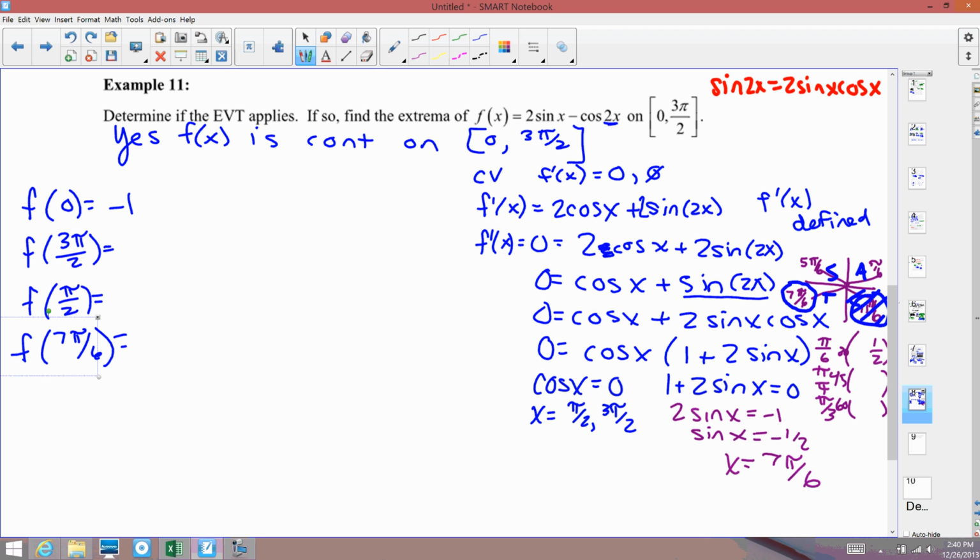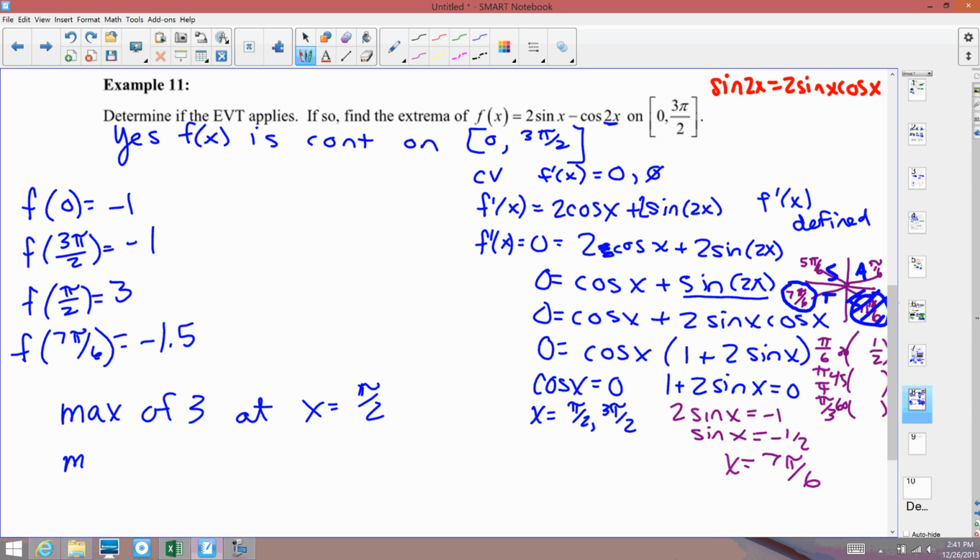F of 3/2 pi is -1. F of 1/2 pi is 3. And the last one, f of 7/6 pi, is -1.5. So looking at these values, the highest one we have is 3. So there's a max of 3 at x equals 1/2 pi.